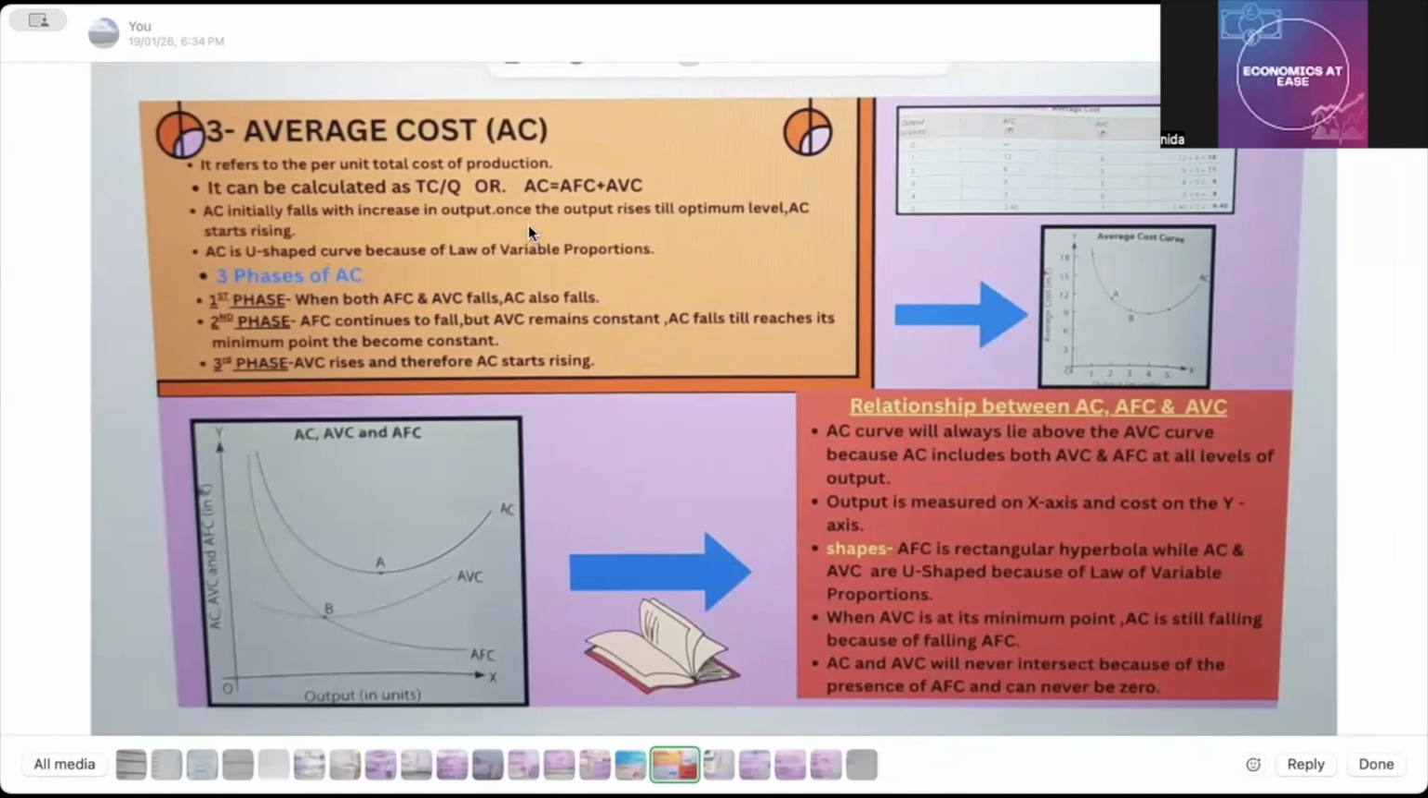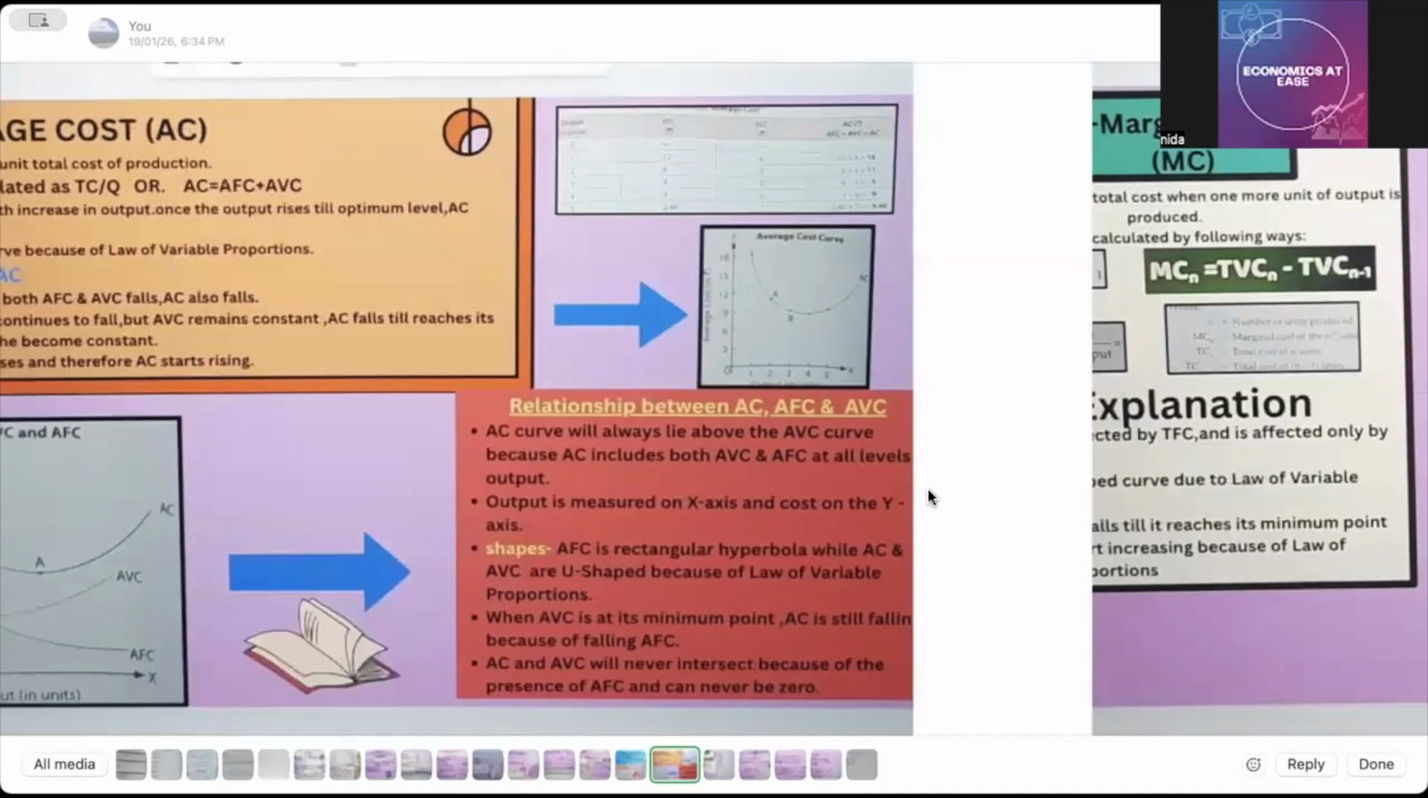Then average cost you can find out by adding AFC plus AVC, and it is also a U-shaped curve. It falls, stays constant and then rises. So this is the explanation given. Then the relationship between AFC and AVC is also given here.